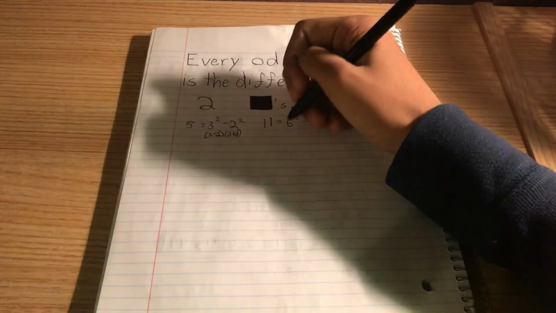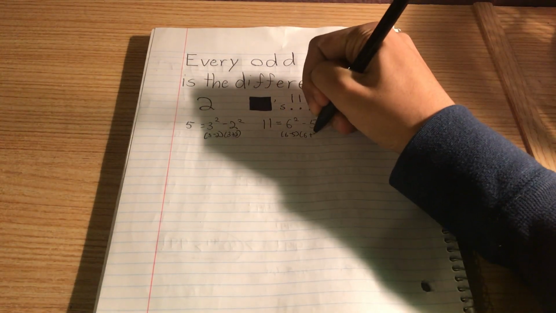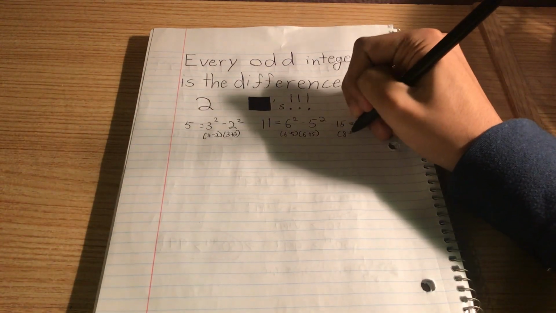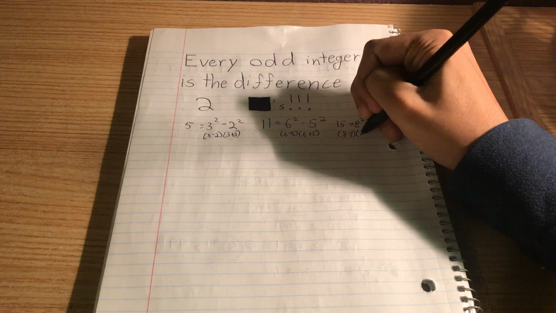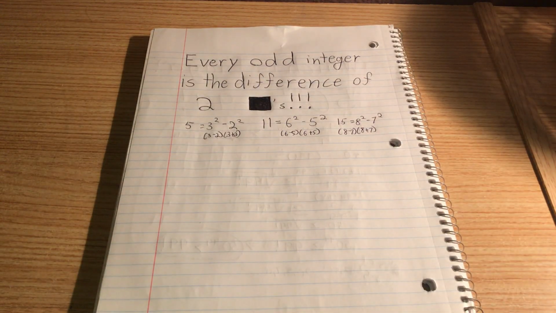Same for the others. You get 6 minus 5, which is 1, times 6 plus 5, which is 11. And you get 8 minus 7, which is 1, times 8 plus 7, which is 15. But what's really going on here? Can we actually prove this type of thing? Can we prove it in another way, algebraically?